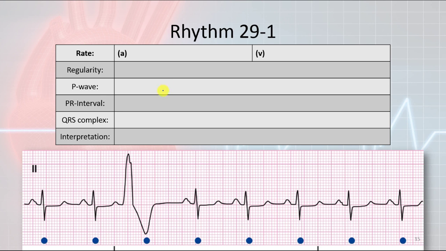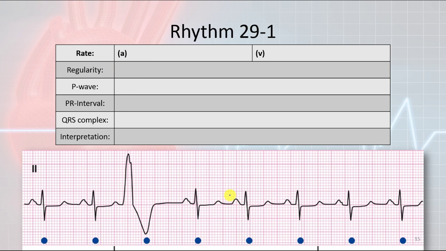Let's interpret some rhythms. The blue dots that you see down here, when this book was put out, they put these blue dots down here to show you the normal R to R cardiac cycle. So this is where all the QRSs occur. So that's what those blue dots are. But let's go ahead and interpret this rhythm right quick.